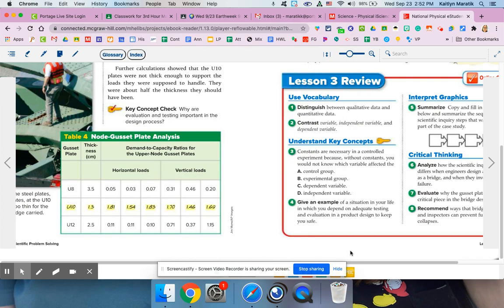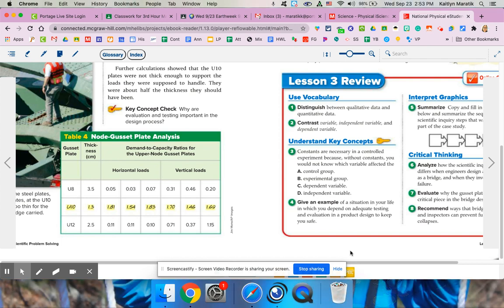So, number 4, give an example of a situation in your life in which you depend on adequate testing and evaluation in a product design to keep you safe. So, situation in your life in which you depend on product testing.